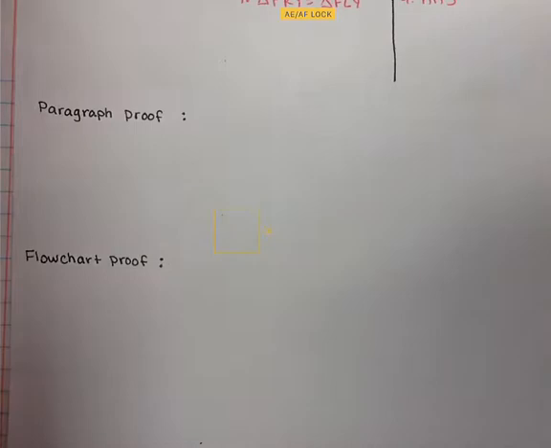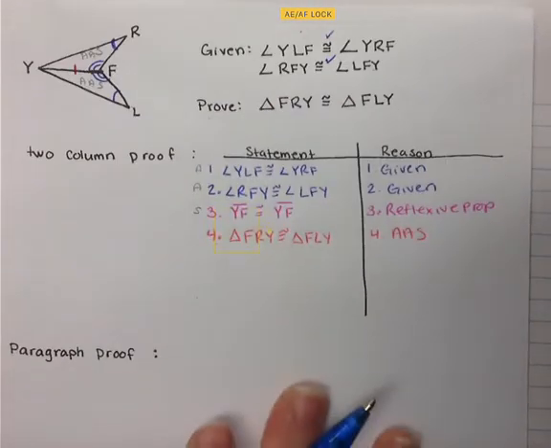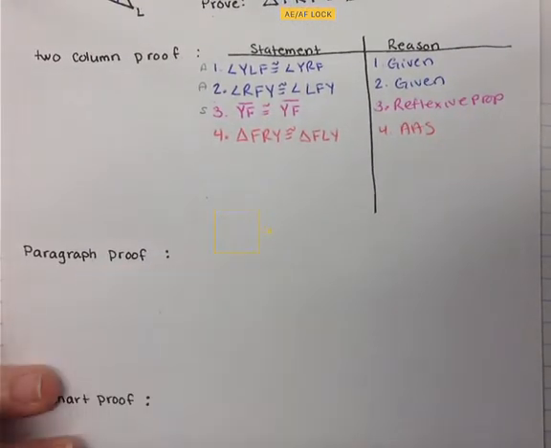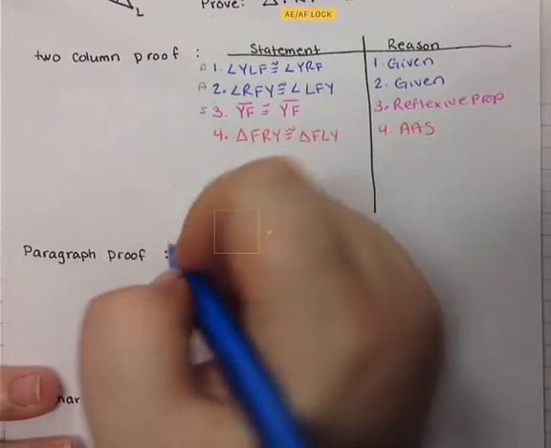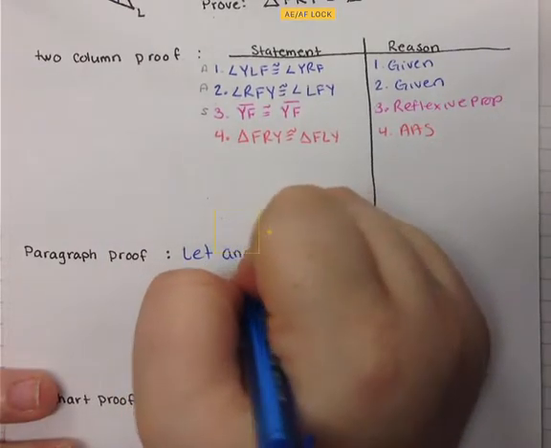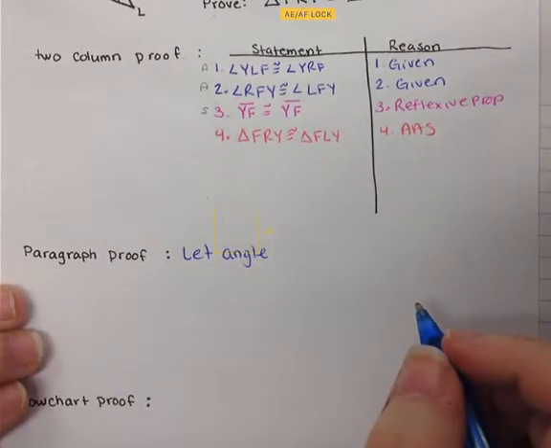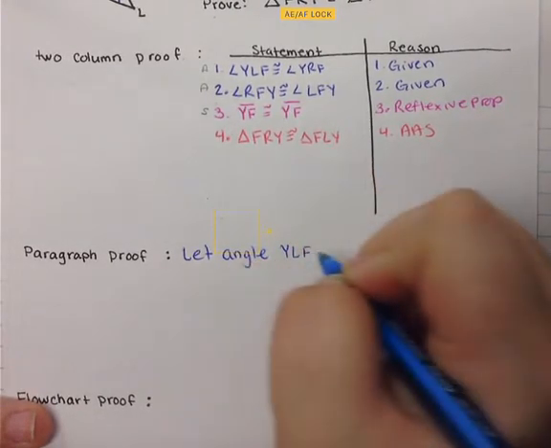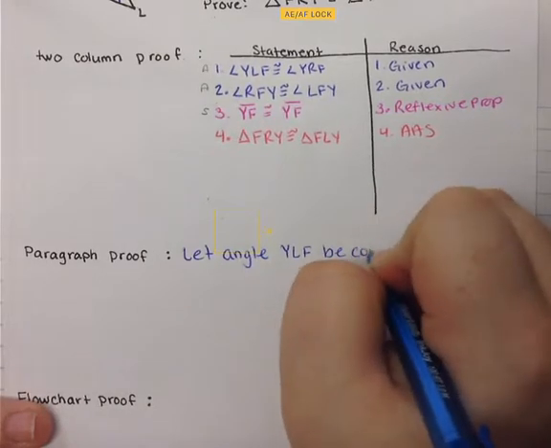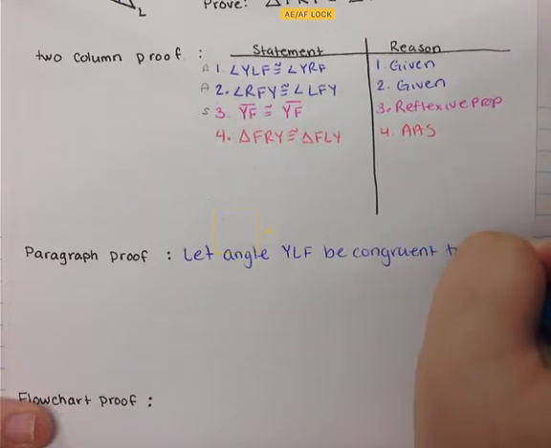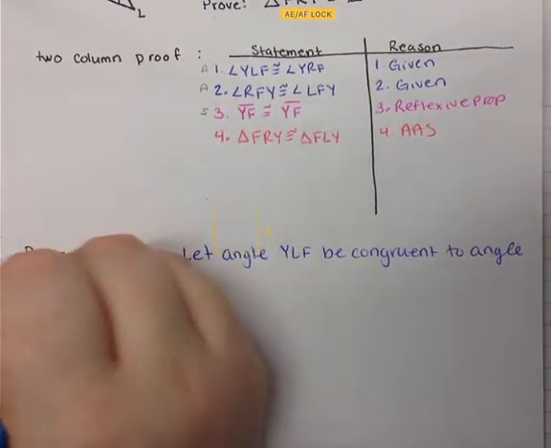So the paragraph proof is just writing everything in words. The first thing we have are the givens. I don't want to say given this, I'm going to say let. So in a paragraph proof, all my givens, I'm going to say in one statement. I'm going to say let. Let angle, I have to write it out in words because it is a paragraph. We're going to use words. Let angle YLF be congruent to angle YRF.